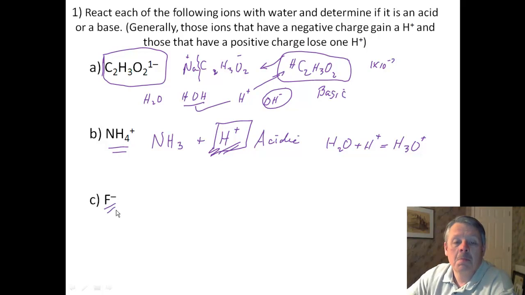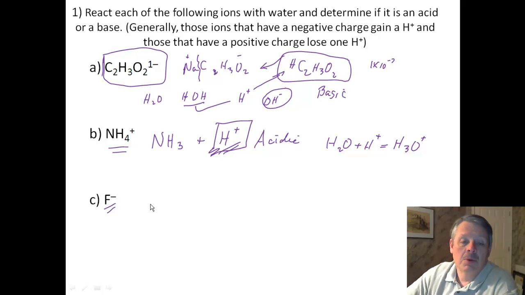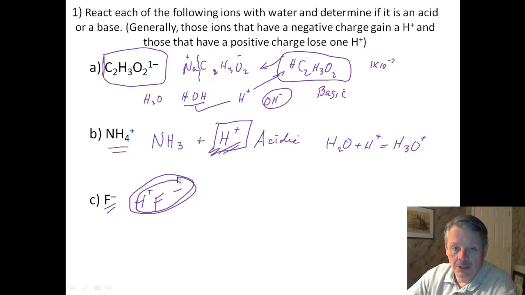Right? How about F minus? Well, F minus is going to attract an H plus. And this is a weak acid. Hydrofluoric acid's a weak acid. So it is going to leave an excess or an abundance of OH ions in the water. Again, we talked about how it pulls them from here, right? So you're ending up with OH ions in the water, so that would again be a basic solution.